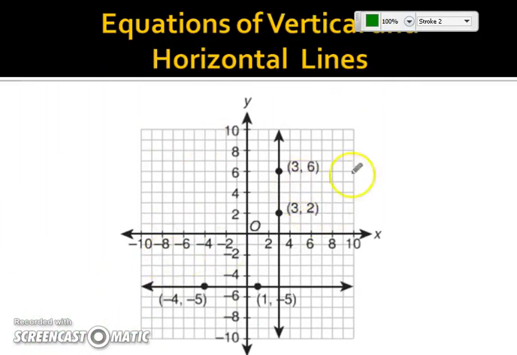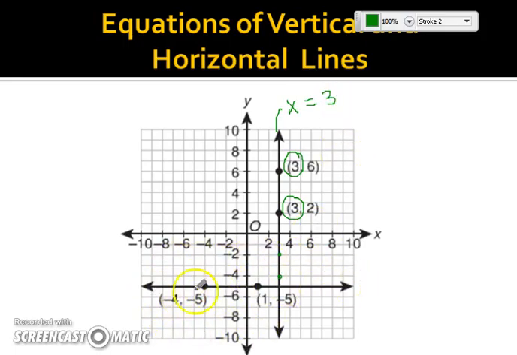And then one last thing for equations of horizontal and vertical lines. All vertical lines, notice, are going through our x-axis. So this line here, I can see has an x-coordinate of 3. Anywhere on here, it's going to have an x of 3. The x-coordinate is 3. So the equation of this line would just be x equals 3.